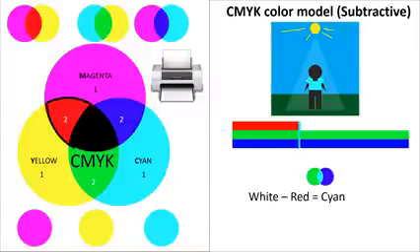This will be our last example. A cyan shirt, which is opposite red. And so cyan subtracts red, and we're left with blue and green, which combine to make cyan.